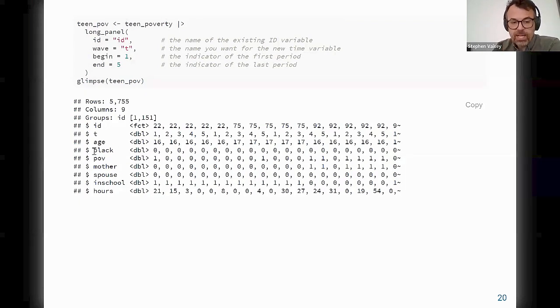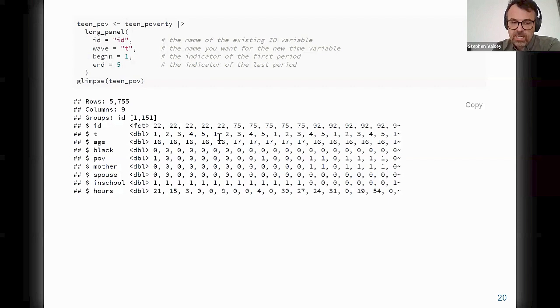Black, if they responded black, none of these respondents are black initially, but you can see here's the poverty. So this person was in poverty at wave 1 and then not for the next 4. This person was in poverty only at the last wave. This person was in poverty the last 2 waves. This person was in poverty all but the first wave. Anyway, you can see how this works. Did they have a baby or not, et cetera.